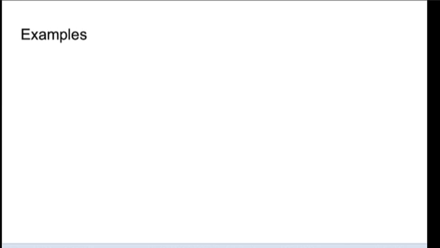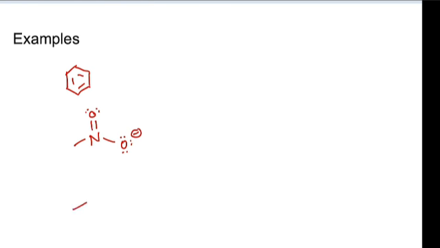Okay, so here's an example, or three examples actually. We have the case of a benzene ring. We have the case of a nitro group. And we have the case of an allylic carbocation.